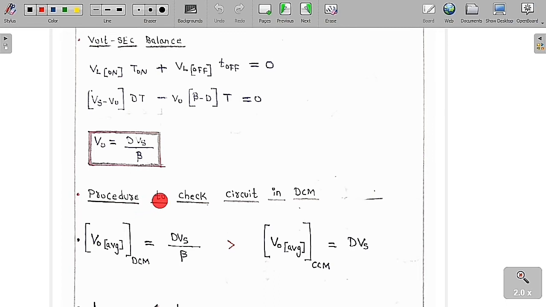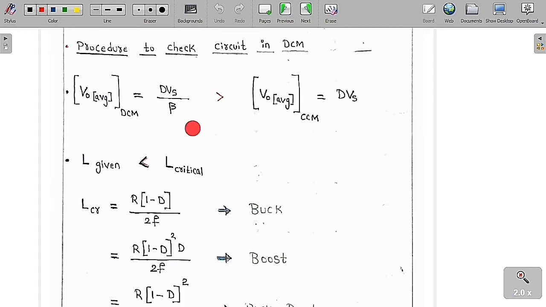So what is the procedure to check whether the circuit is in the discontinuous conduction mode or not? I already told you the average value of the output voltage in the discontinuous conduction mode is D Vs by beta, whereas in the continuous conduction mode it is D into Vs. So this value is greater than this value.